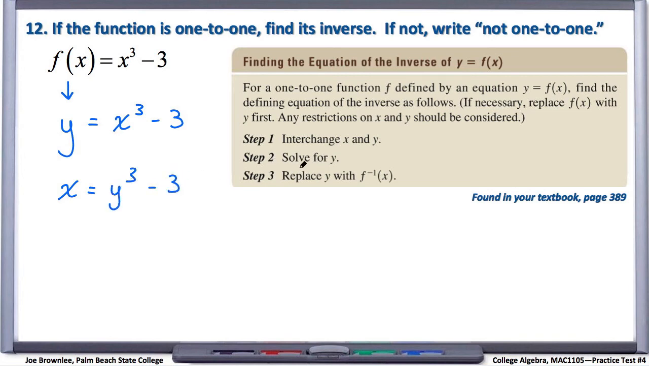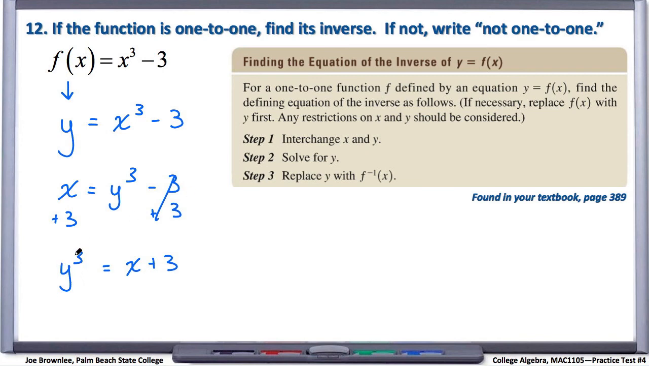Step 2 is now to solve for y. So here at this equation, x equals y cubed minus 3, we want to get y all by itself. So we will add 3 to both sides. And here on the right, the 3 goes away. And I'm going to go ahead and flip the equation. So I'm going to write y cubed equals x plus 3. We're used to solving for the variable on the left, and so I'm going to go ahead and do it that way.